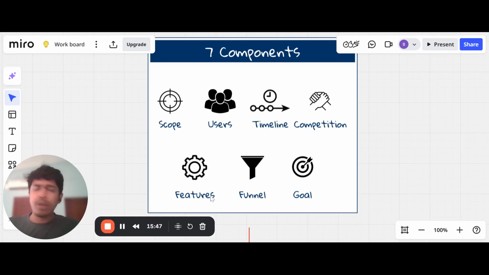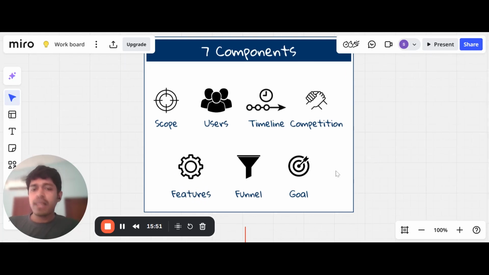For strategy problems, I don't think features are a very important component, but for some other types of problems where you have to design features, or it's a root cause analysis, this particular component might become very, very important.